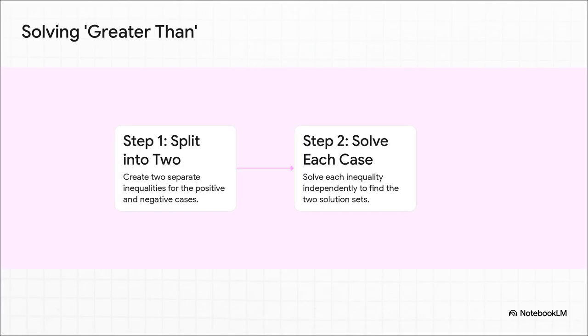See, because the answers are in 2 completely separate places, you can't solve it all at once. You have to split it. You make 2 separate problems. One where the expression is greater than or equal to 3, and another where it's less than or equal to -3. Solve each one on its own, and you'll get your 2 separate solution sets.